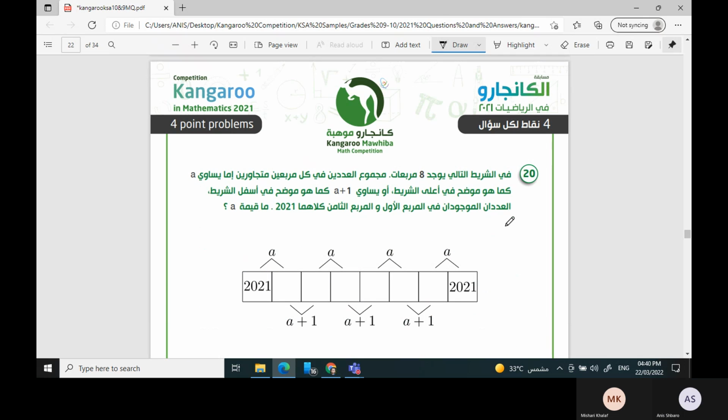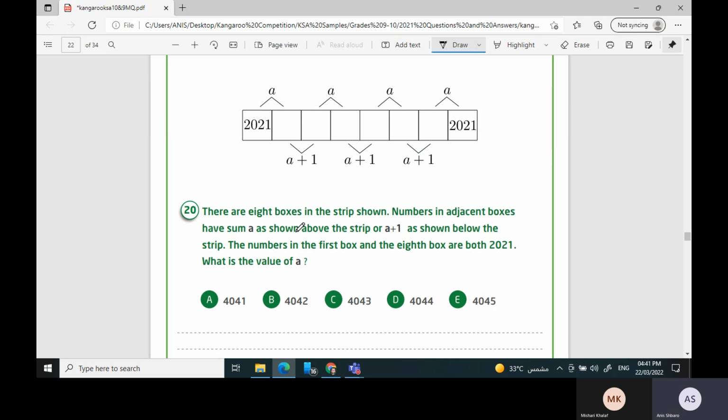Okay, this one will take us more time because, in fact, we are going to try. There are 8 boxes in the strip shown. As you can see, we have a strip here. Numbers in adjacent boxes have sum A. So if we add this number with this number, we get A. If we add this number with this number, we get A plus 1, and so on till we reach 2021. So what is the value of A? We have 5 choices and 8 boxes, 2 of them fixed, so in fact we have 6 only changing. Simple addition, so you can try it, not search for an algorithm to solve it.